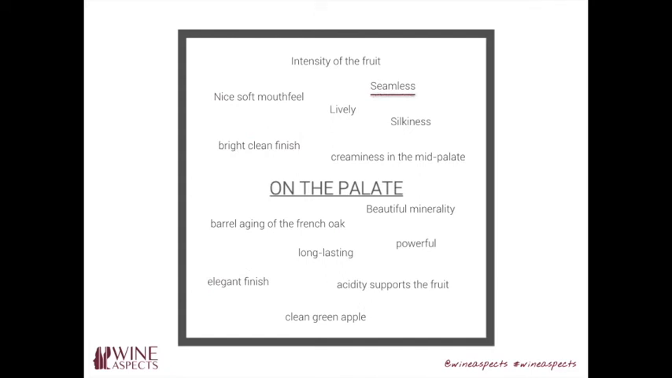They also make reference to 4 other words. 2 we've already mentioned, which are the beautiful minerality and the barrel aging of the French oak, which is the cedar. As I said before, minerality we'll look at next week. And they talk about something that is powerful. The wine is powerful. It has power. It has oomph in it. And also that it is seamless.